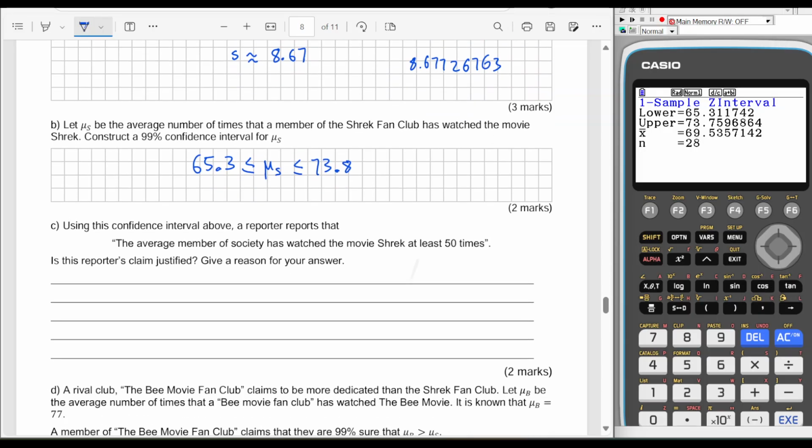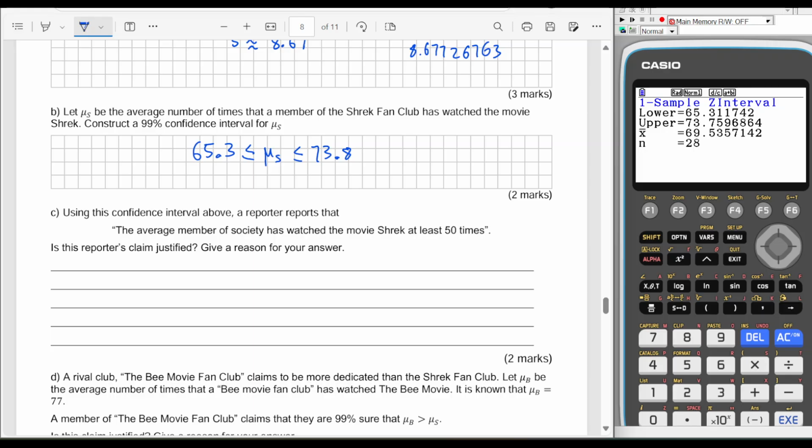Wonderful. Okay. Using this confidence interval above, a reporter says that, there we go, is this reporter's claim justified? Now, normally it would be. So normally we would say yes, as the entire confidence interval lies above 50. However, have a think about why the answer might be no in this question before I write it out.